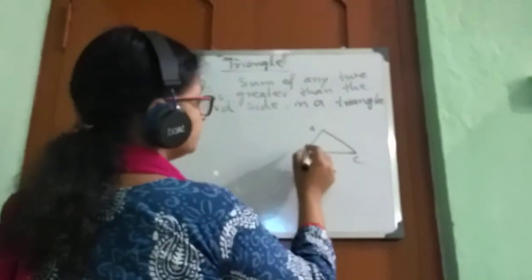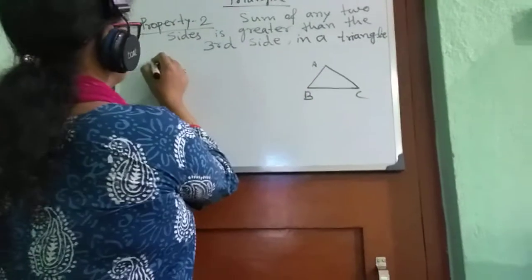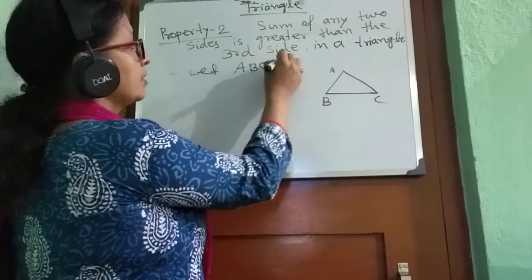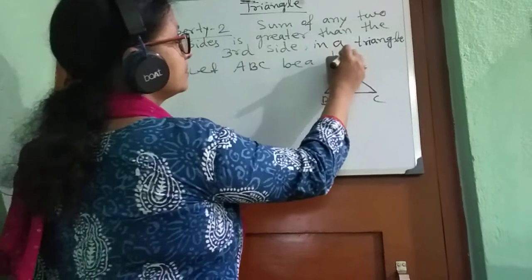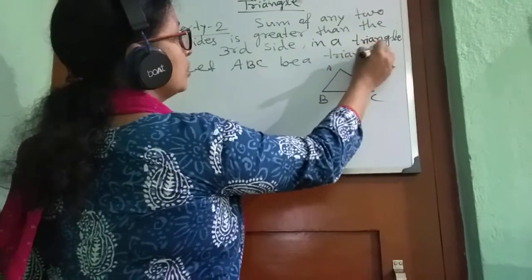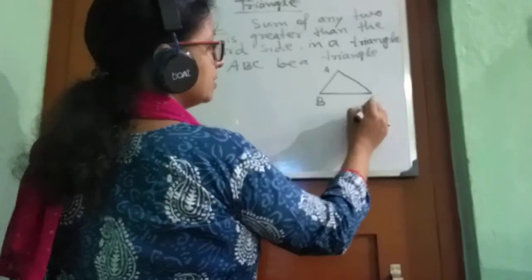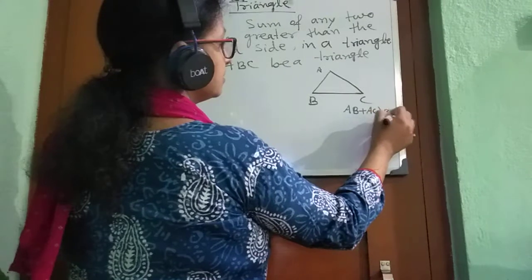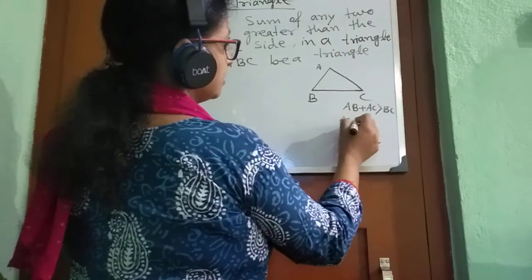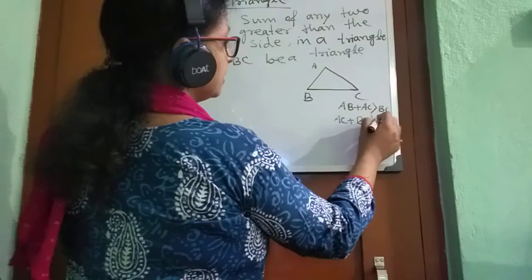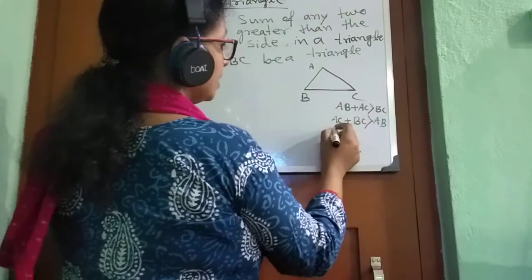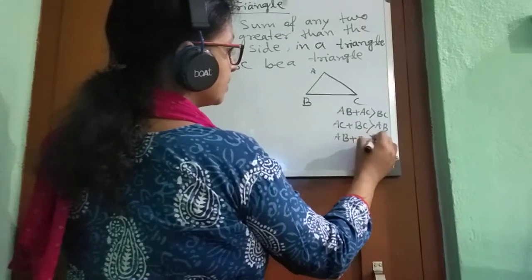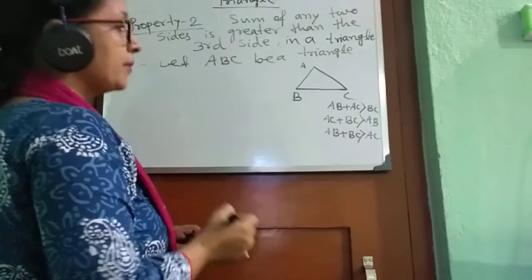Now I will show the sum of any two sides. What do we have to do? First you have to write: let ABC be a triangle. What do we have to prove? We have to prove AB plus AC is greater than BC, AC plus BC is greater than AB, and AB plus BC is greater than AC. We have to prove this.